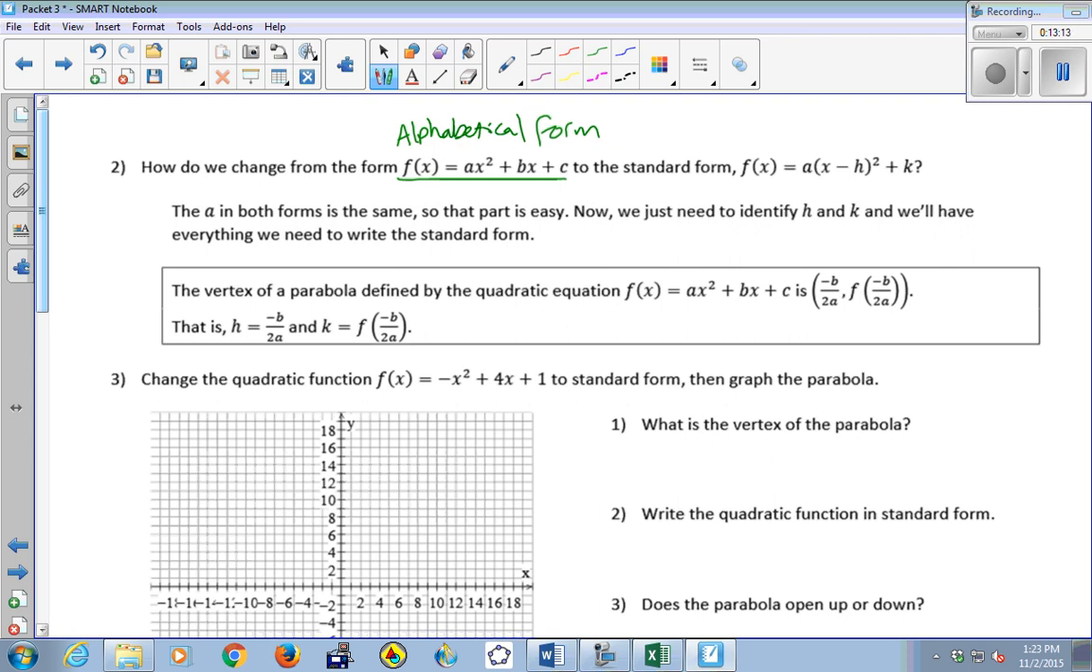Negative b over 2a, does that remind you of anything? Sound kind of familiar? The quadratic formula, and that's exactly where it comes from. I'm not going to derive it for you because it's not really worth our time, but know that that's not just some magical thing. It comes from the quadratic formula.